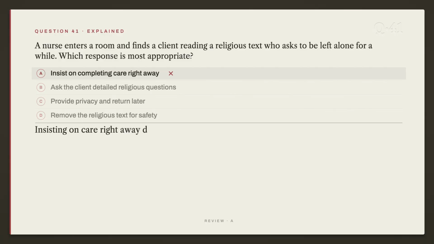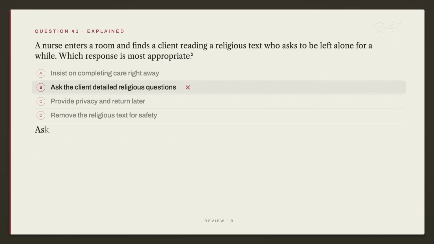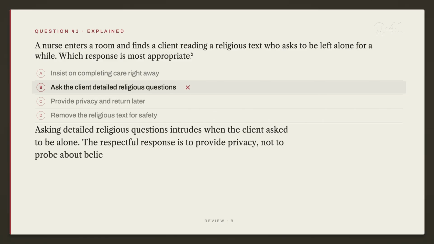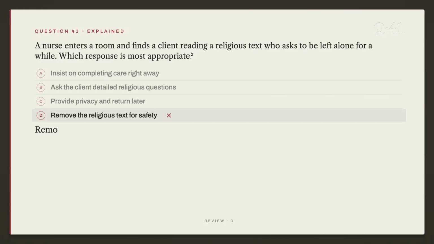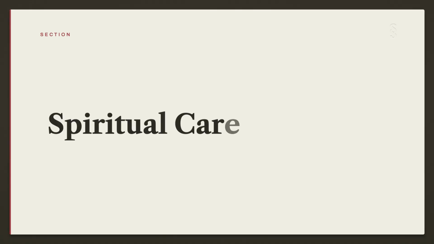A is wrong because insisting on care right away disregards the client's expressed spiritual need. Unless it is urgent, the nurse can return after allowing the client some private time. B is wrong because asking detailed religious questions intrudes when the client asks to be alone. The respectful response is to provide privacy, not to probe about beliefs at this moment. D is wrong because removing the religious text disrespects the client and serves no real safety purpose. The nurse supports the practice rather than taking the text away from the client.